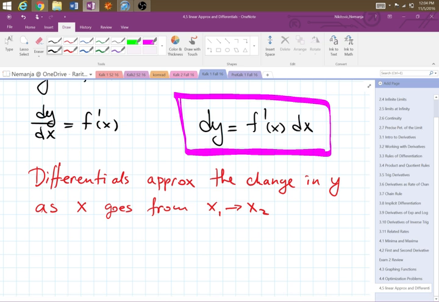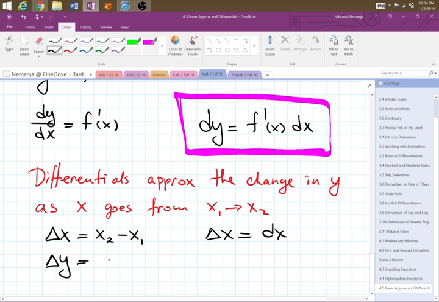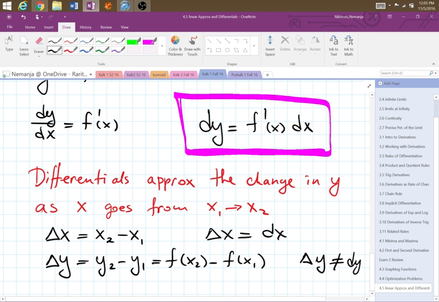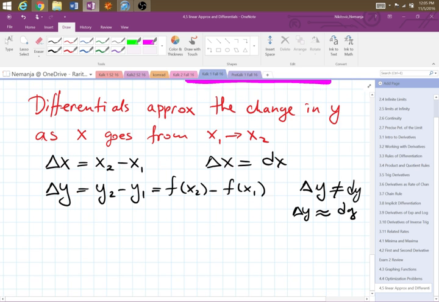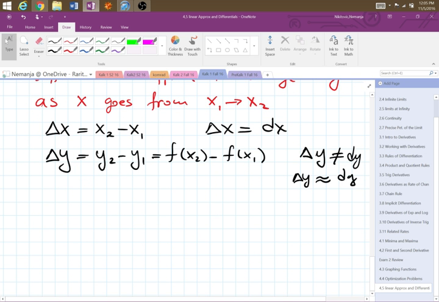It's also important to realize that what we call delta x, which is, let's say, x2 minus x1, that's the change in x. This delta x is actually the same as dx, whereas delta y, which is y2 minus y1, which is f of x2 minus f of x1, is not the same as dy, but it's close. And that's that approximation piece. So I'm going to compute dy, because dy, the differential, is easy to compute, and it's close to delta y. And that's where the approximation comes from.